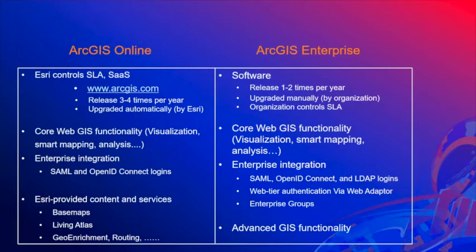As you're looking at ArcGIS Online and ArcGIS Enterprise, there are more similarities than differences from an end user perspective. The differences come in when we start looking at it at the IT side of things. As mentioned, ArcGIS Online is, of course, software as a service, which means Esri controls the service level agreement. It's released 3 to 4 times per year. And when that happens, you wake up and the changes are simply there.